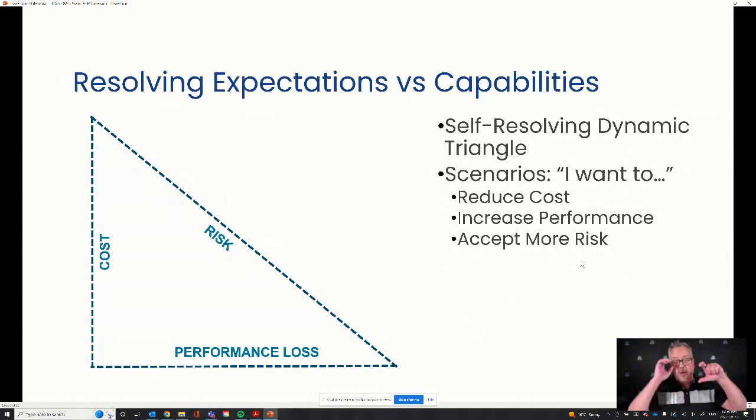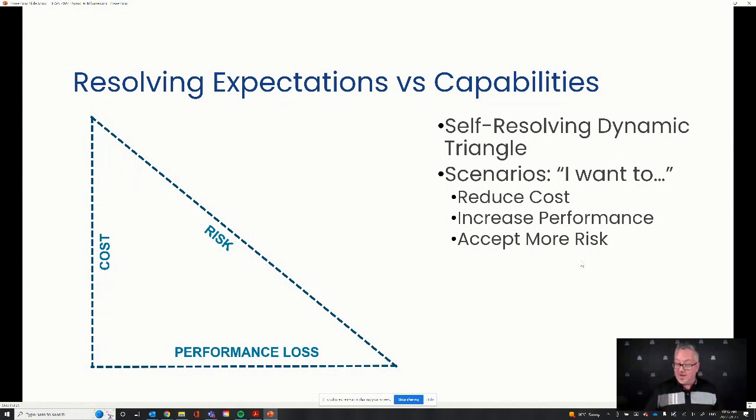Now that's assuming, of course, you do nothing different, and over time the triangle will actually close its corners again. So if you reduce cost, like if I reduce my budget, then that's all I'm going to spend. It's reduced, 100% likelihood of that. But what's that going to do to our performance loss? Is my performance loss going to grow? Is my risk going to be higher? Yeah, probably it is, right? But the key here is that this triangle keeps self-resolving and rationalizing that cost, performance, and risk.